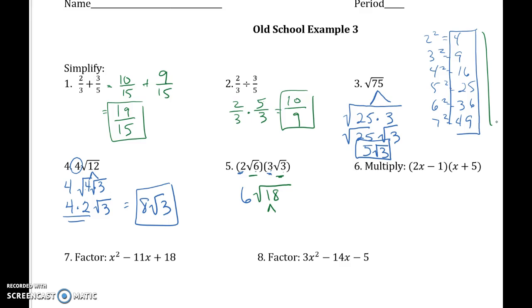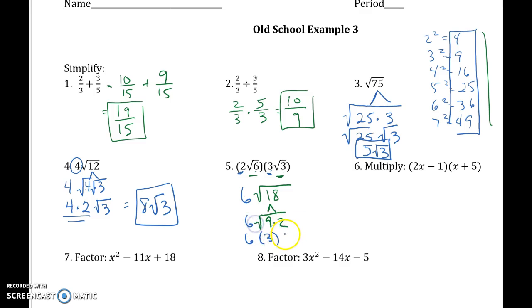Yes, they do. 9 times what? 2? Okay. So 18 is 9 times 2. I'm going to bring that 6 down that was already there. I'm just carrying it down. Now, what is the square root of 9? The square root of 9 is 3.